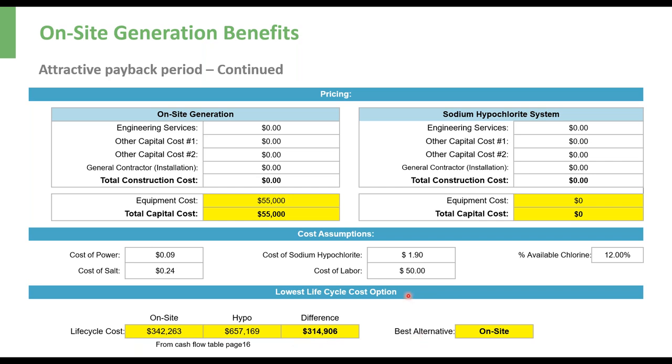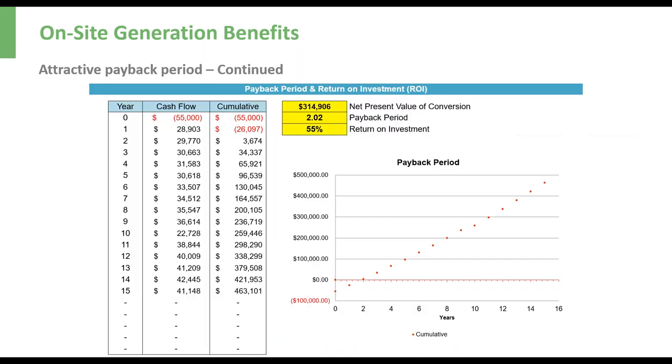Now, how did I come up with these numbers? Hey, glad you asked. So let's look at that a little bit. Let's talk about the cumulative payback. What we're looking at is your cash flow. This is how much you spend year over year into the on-site generation, and your cumulative compared to what you would spend on your current system. So what we're saying is the net present value, meaning how much money you spent on this 314, your payback period is 2.2 years. Your rate of return is 55%. That's not a bad payback for this example.